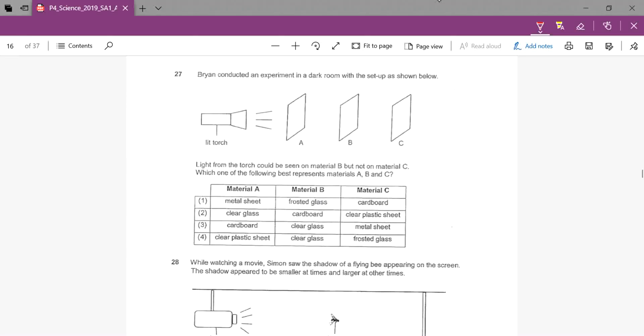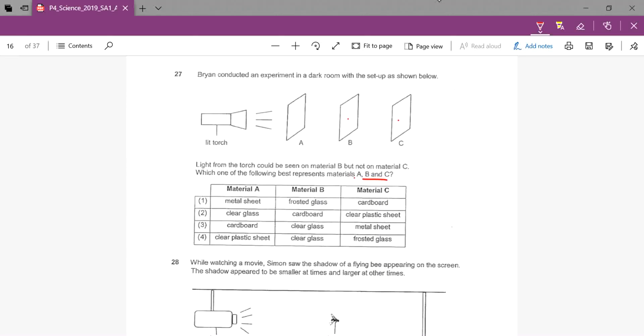Brian conducted an experiment in a dark room with a setup as shown below. Light from the torch could be seen on material B but not on material C. Which one of the following best represents material A, B, C? So the clue is, okay, light can be seen on material B but not on C, yeah? So what does it tell you?